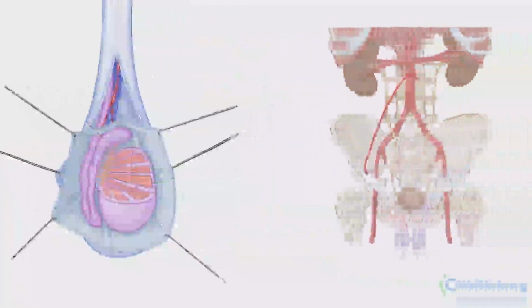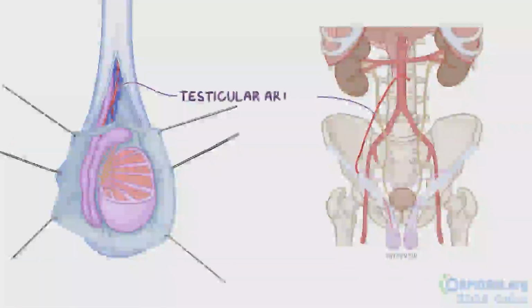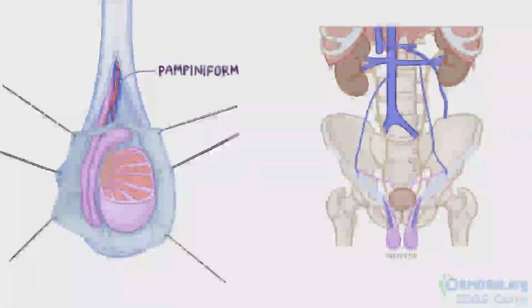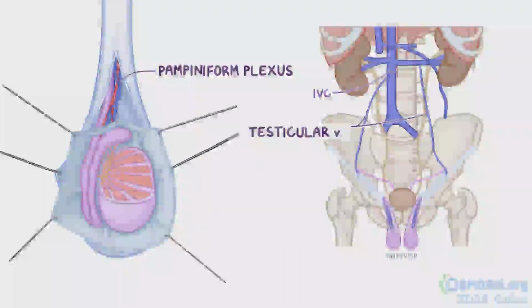Each one of the two testes is supplied by a testicular artery, which is a direct branch of the abdominal aorta, emerging just inferior to the renal artery. Their venous drainage is through a network of veins called the pampiniform plexus, which drains into the right or left testicular vein. The right testicular vein drains into the inferior vena cava directly, whereas the left testicular vein drains into the left renal vein.